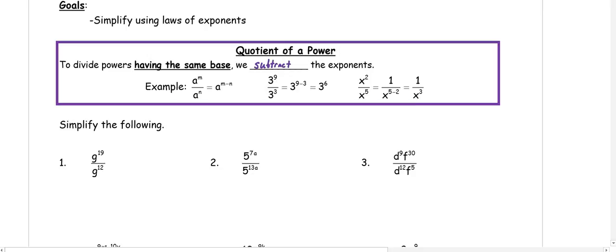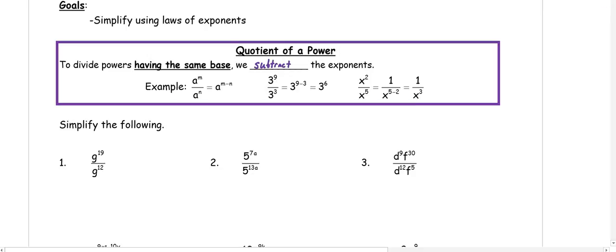If the base of the higher exponent is in the numerator, then we're going to subtract and leave our simplified exponent in the numerator. And if the larger exponent's in the denominator, we're going to subtract and leave the simplified exponent in the denominator. So let's simplify the following.